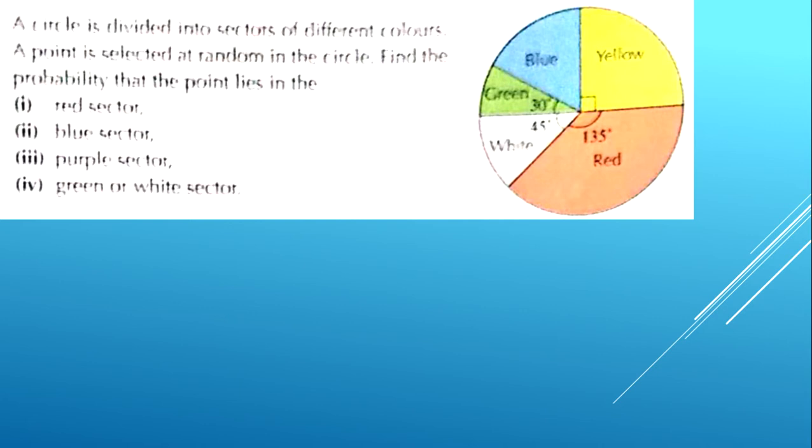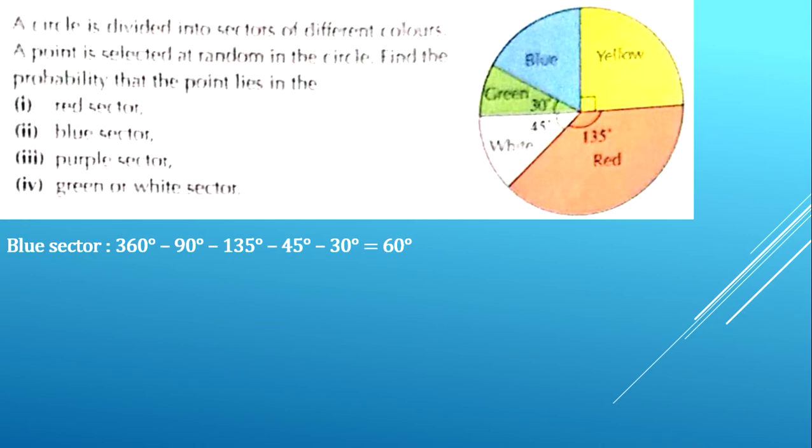The next question is, a circle is divided into sectors of different colors as shown in the picture. A point is selected at random in the circle. Find the probability that the point lies in the red sector, the blue sector, the purple sector, and the last one is the green or the white sector. So let's solve this. The easiest method is we find out the degree of the sector for the blue color. How do we find it? Of course, 360 minus 90, minus 135, minus 45, and minus 30, and you get 60 as a result for the blue sector.